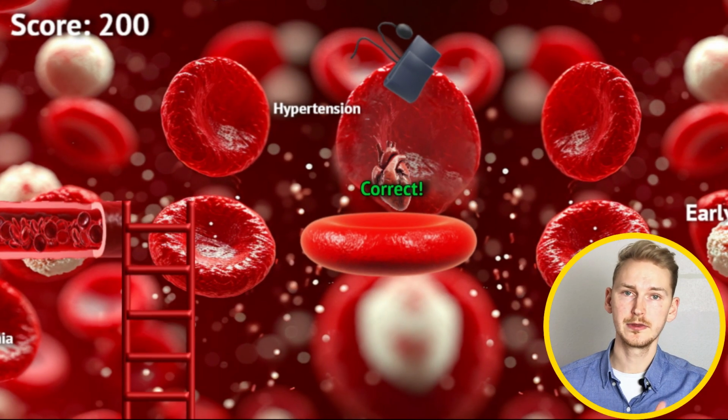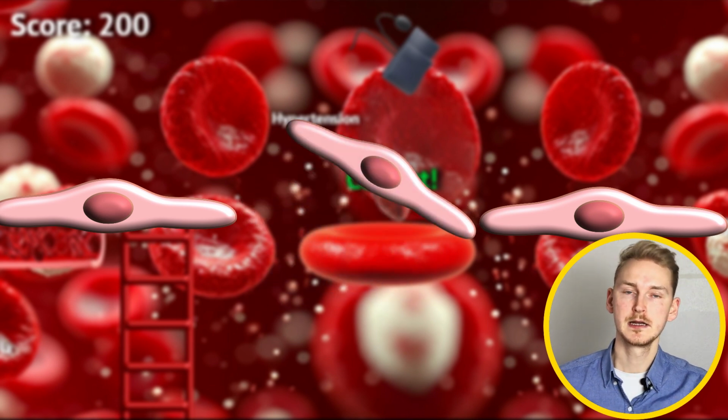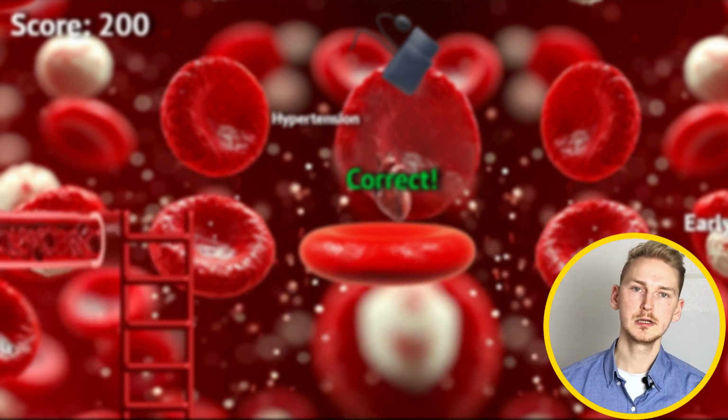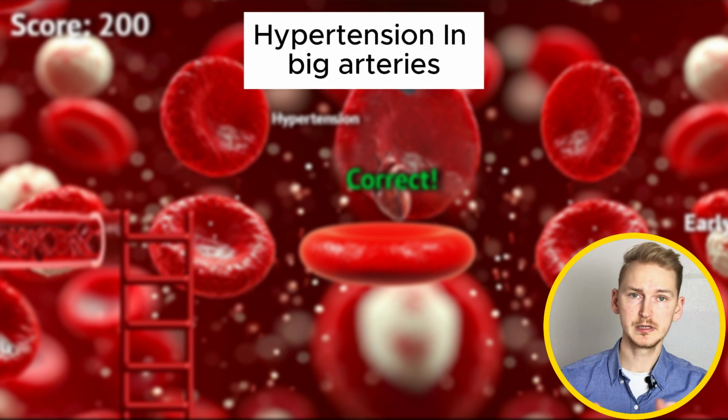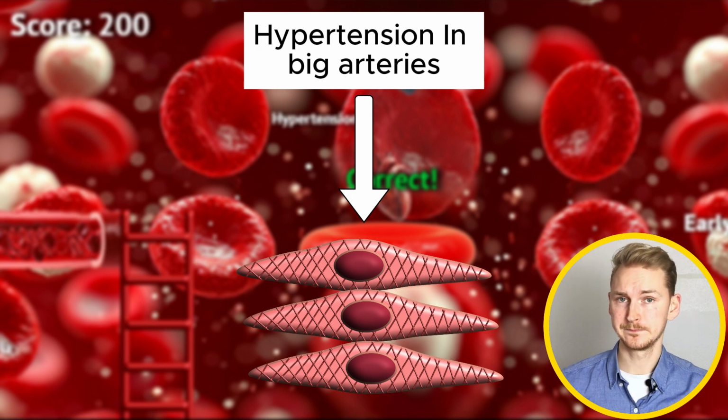Hypertension. So the theory is that hypertension can damage the endothelial cells and thus increase the recruitment of monocytes. We don't really know the mechanism in aortic valve sclerosis, but we know that in big arteries, hypertension can actually stimulate the proliferation of smooth muscle cells.